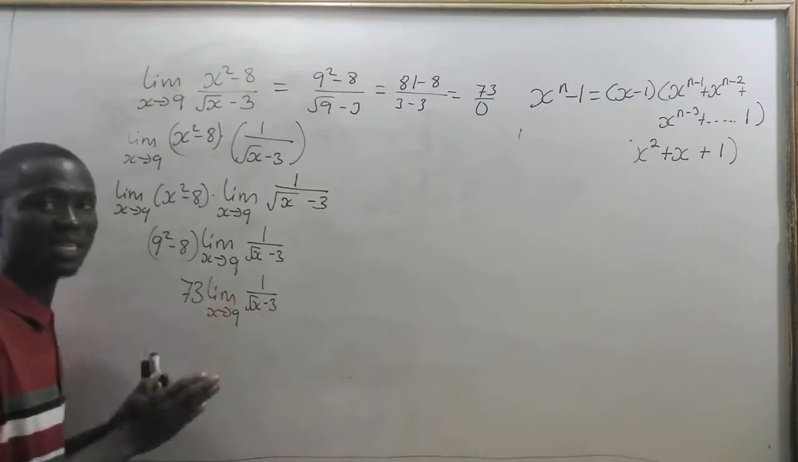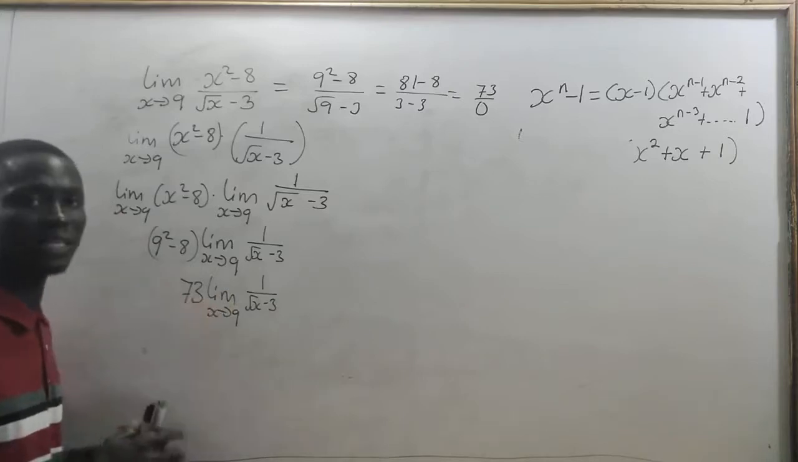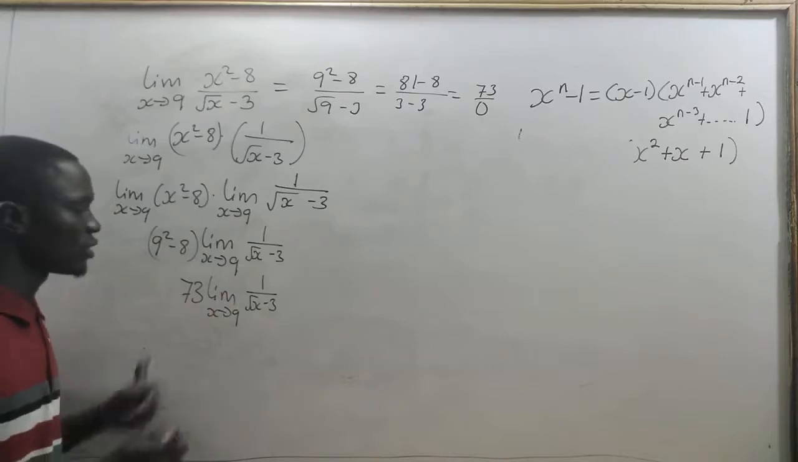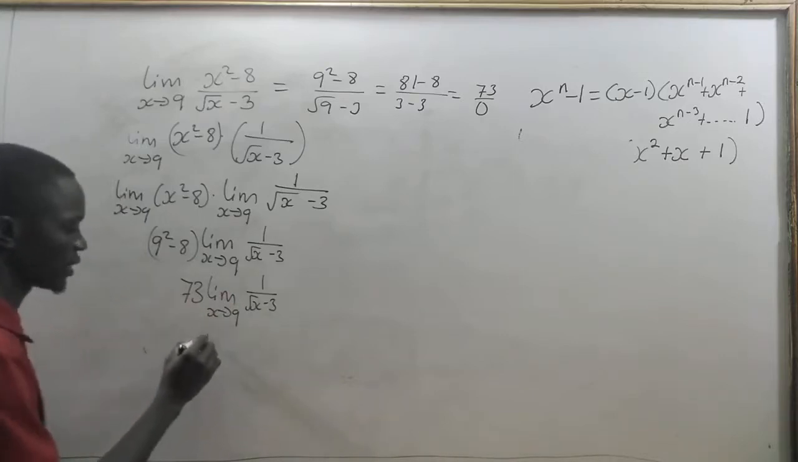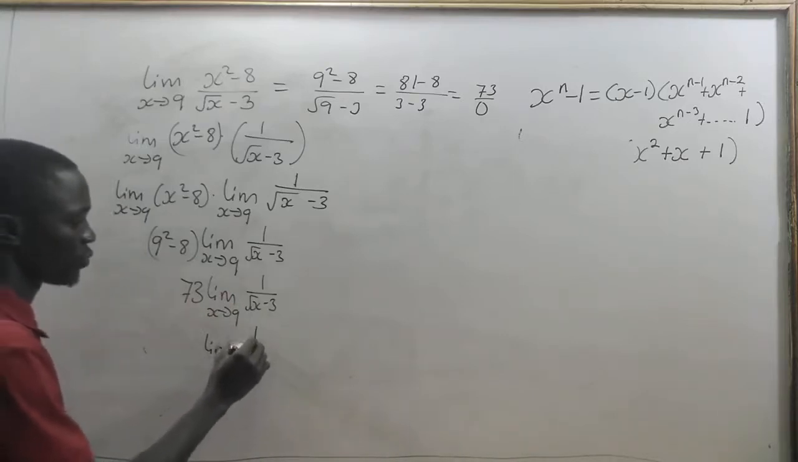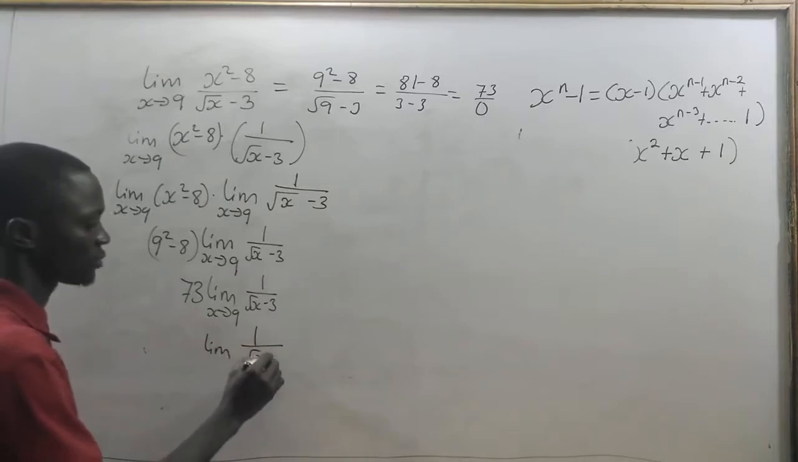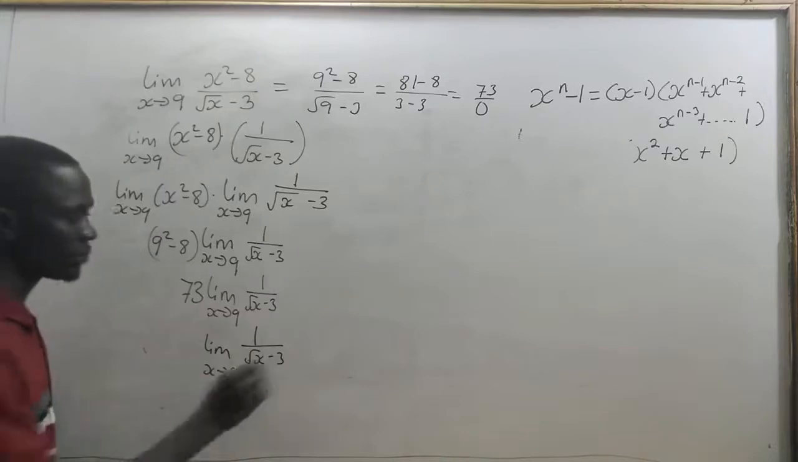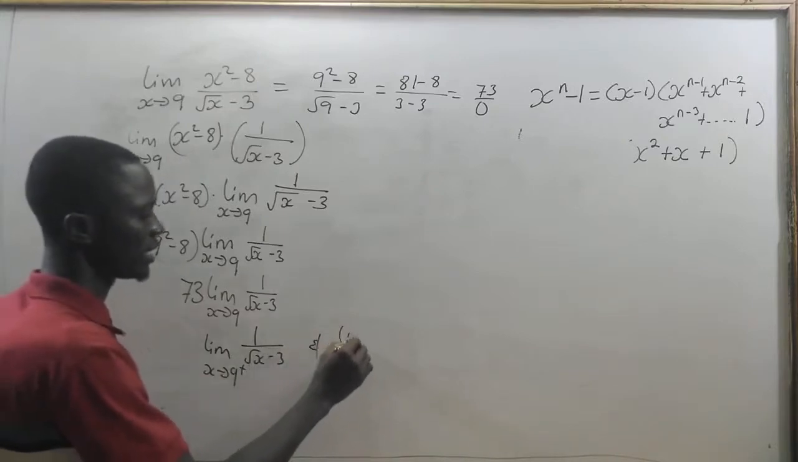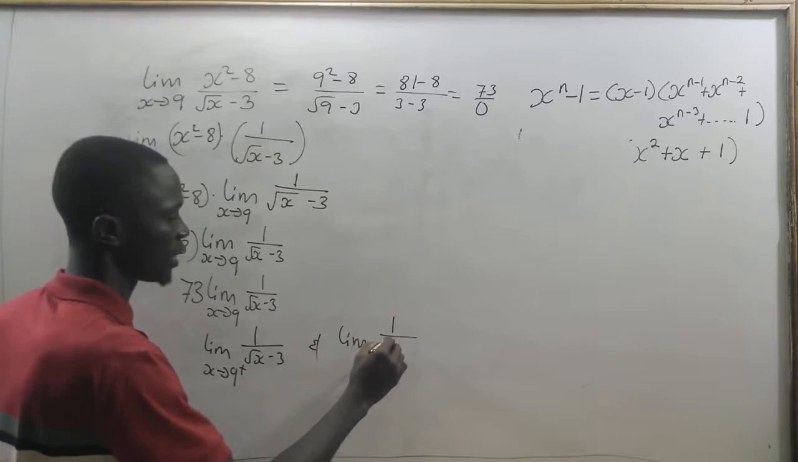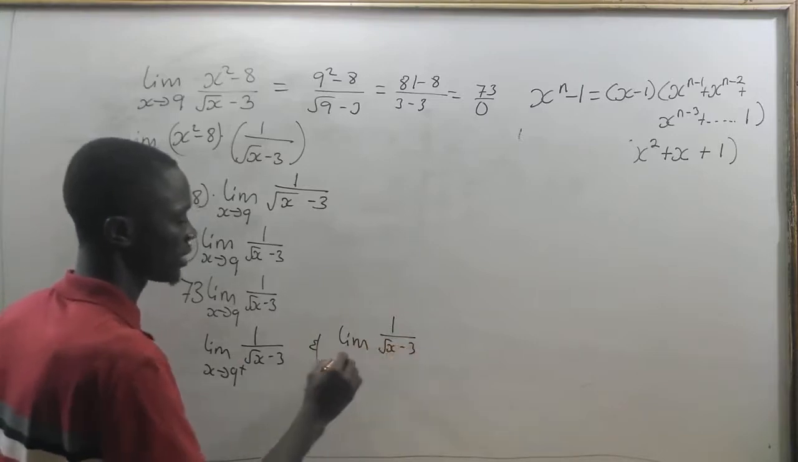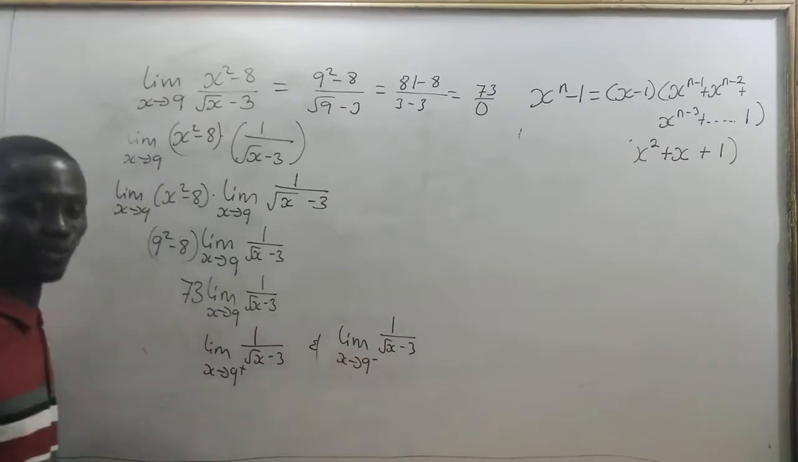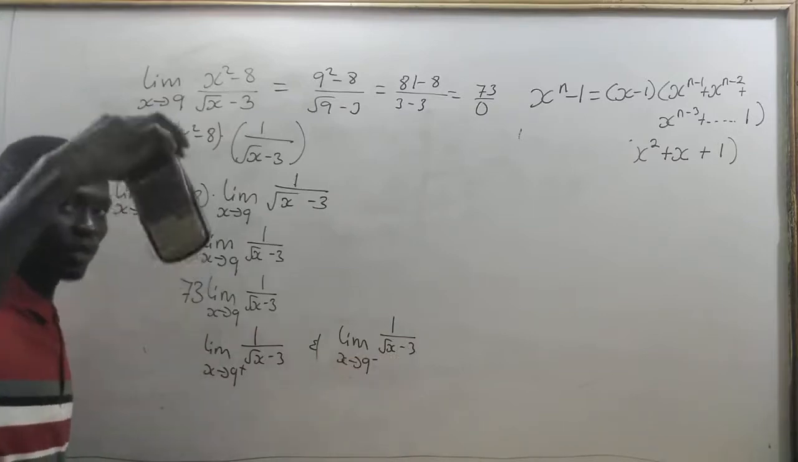You take the left-side limit and the right-side limit, and then you compare to see whether the limit exists or not. So here we are going to take the limit of 1 divided by the square root of x minus 3 as x approaches 9 from the right, and the limit of 1 divided by the square root of x minus 3 as x approaches 9 from the left. Get your calculator ready.